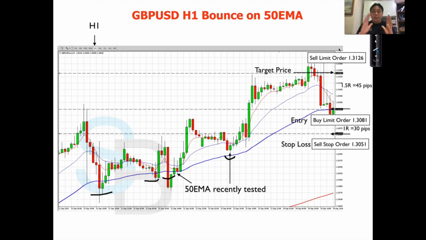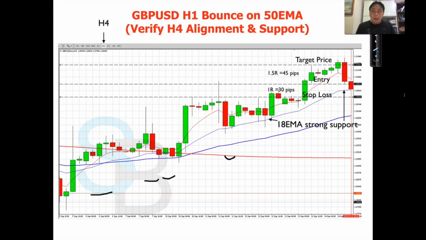Okay, so once I determine my entry, stop loss, and profit target, I normally would draw lines to show it. So there, entry, target price, stop loss. My lines are there. Now what do I do next? Next thing I'll do is I'll check H1, the higher time frame. Okay, so boom, I go to H1. And on the H1 time frame, I will see my entry price, which I drew earlier, my profit target, and my stop loss.